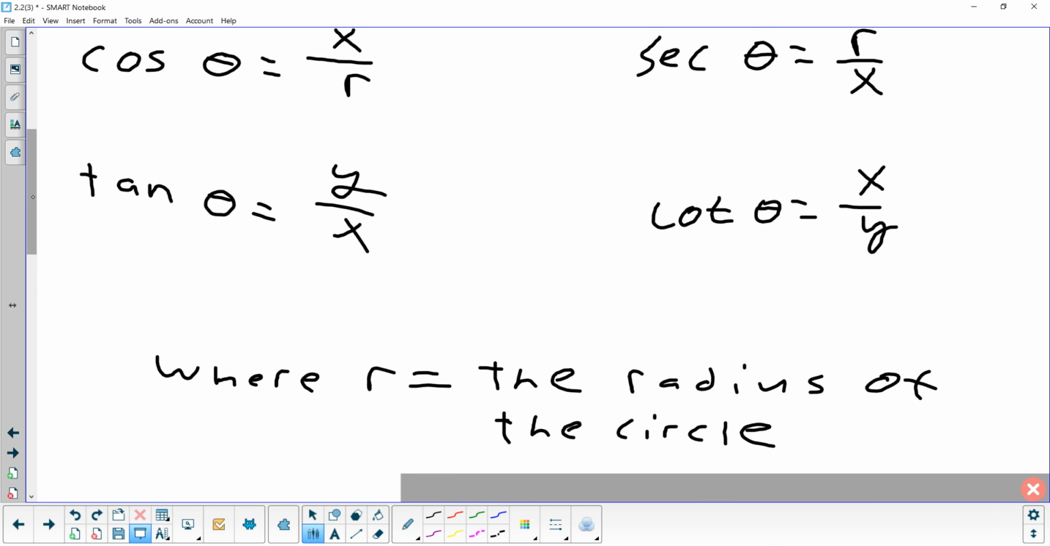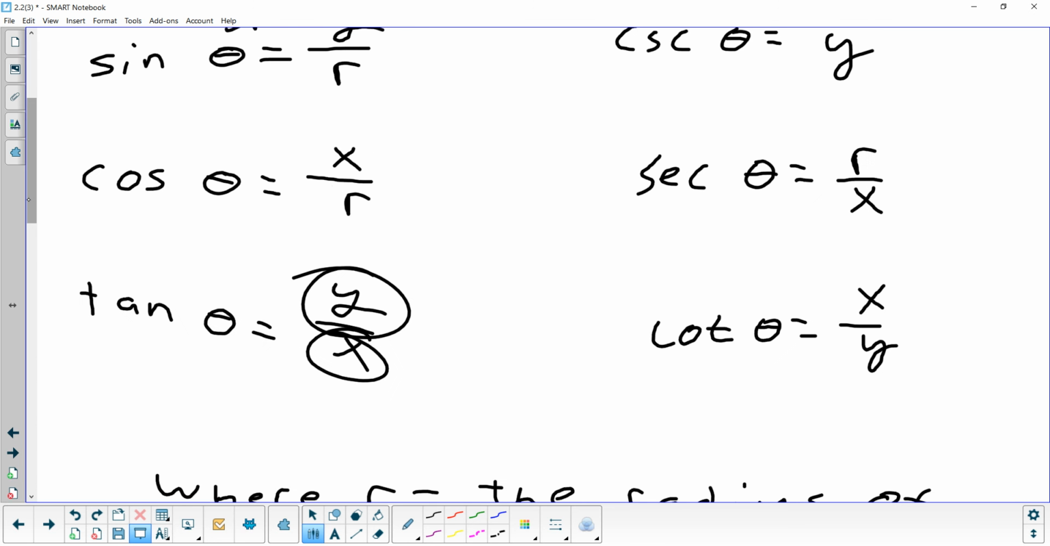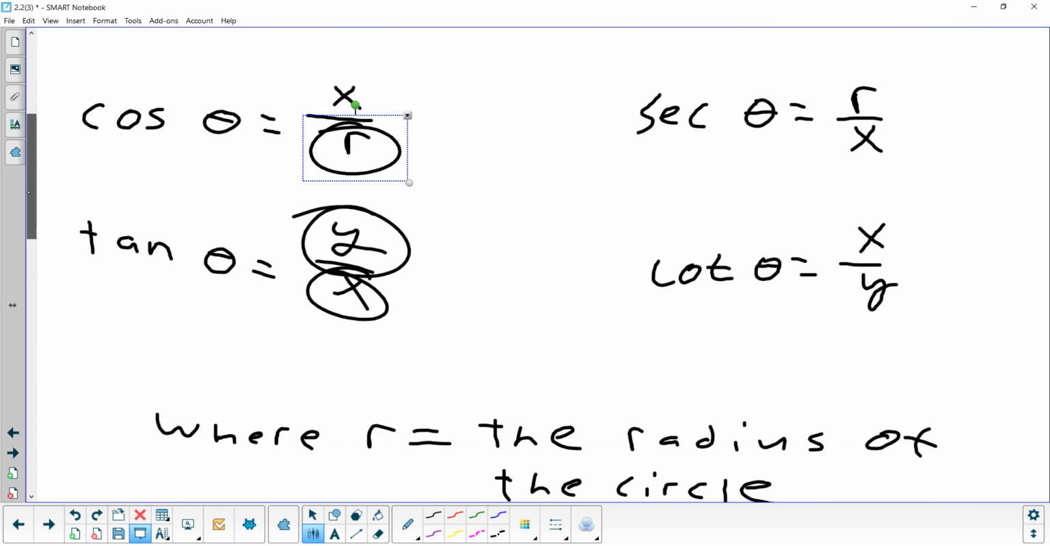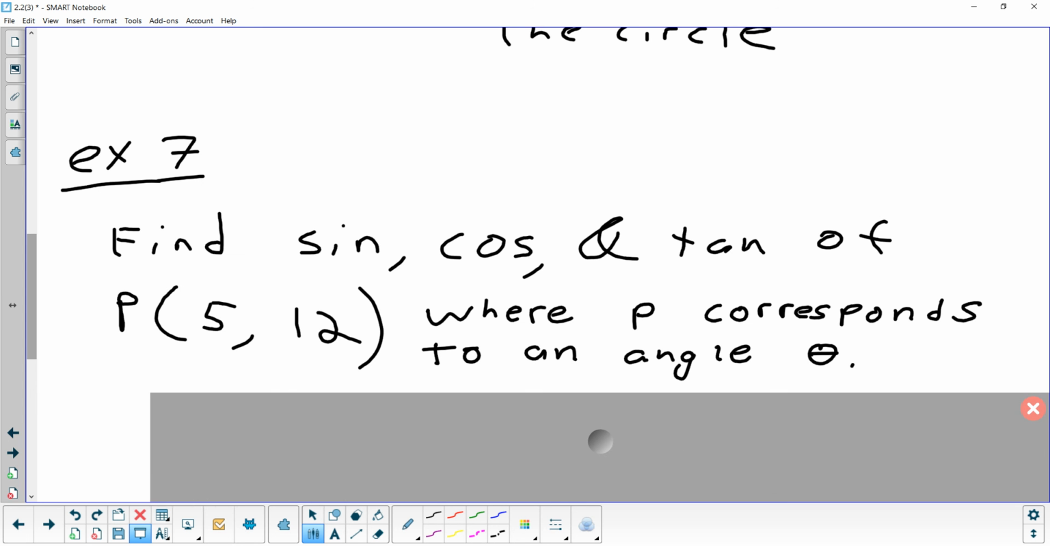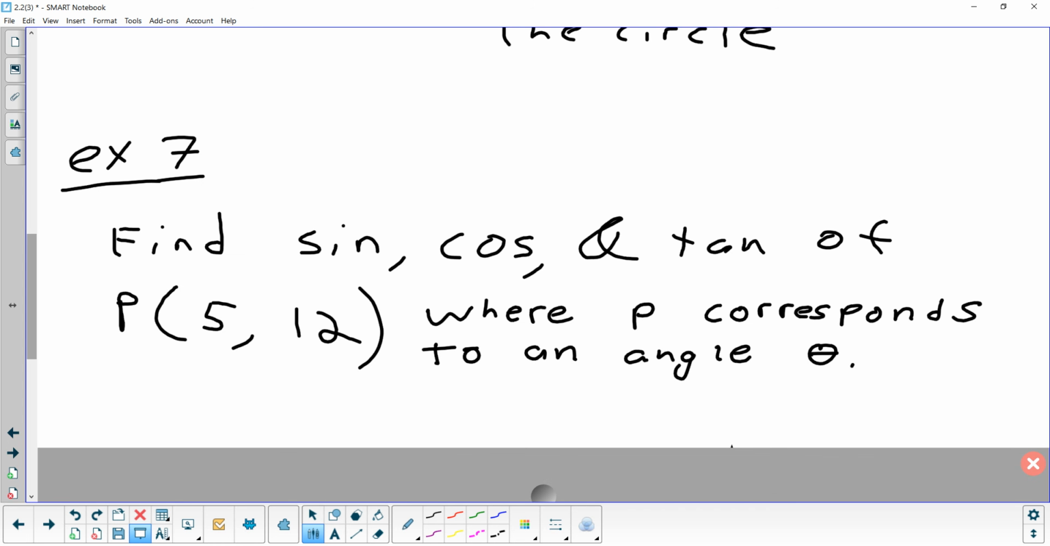So now to do a unit circle trig problem with this, we need to know 3 things. You need to know your x and your y, that's your coordinate, and you need to know the size of the circle that you're on. You can't just assume that it's a 1. So that's the only extra thing we have to find, r. Let's look at an example. They want us to find the sine, the cosine, and the tangent of the coordinate 5, 12.